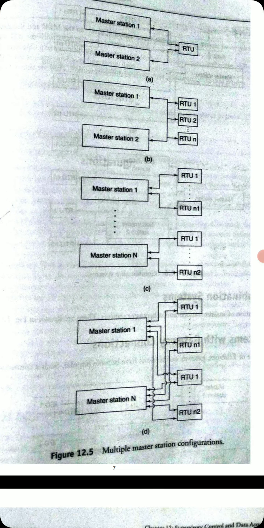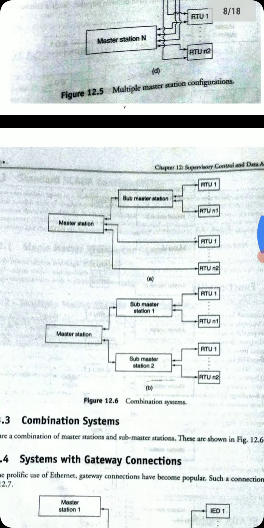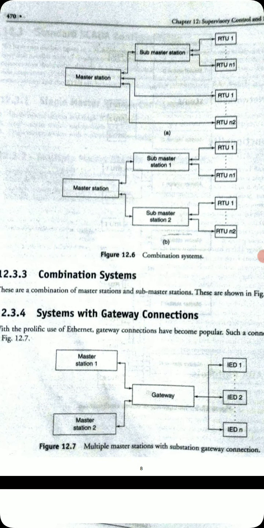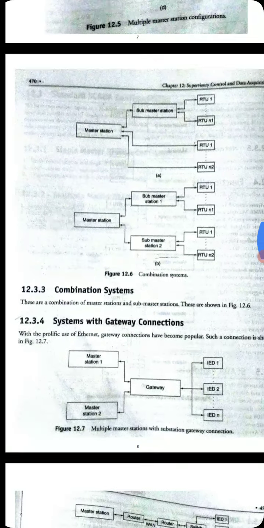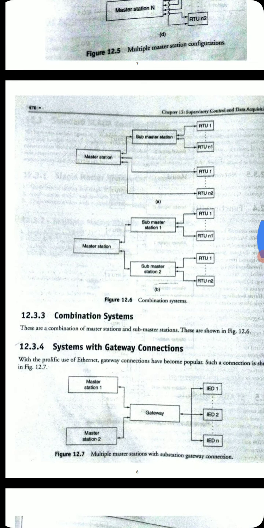Two categories are over. Out of the two, a total of 7 kinds of configuration we have seen. Coming to the third one here, that is combination system. Third one is called combination system. These are the combination of master stations and submaster stations. Okay, this is a combination system. You can see here two figures are there.